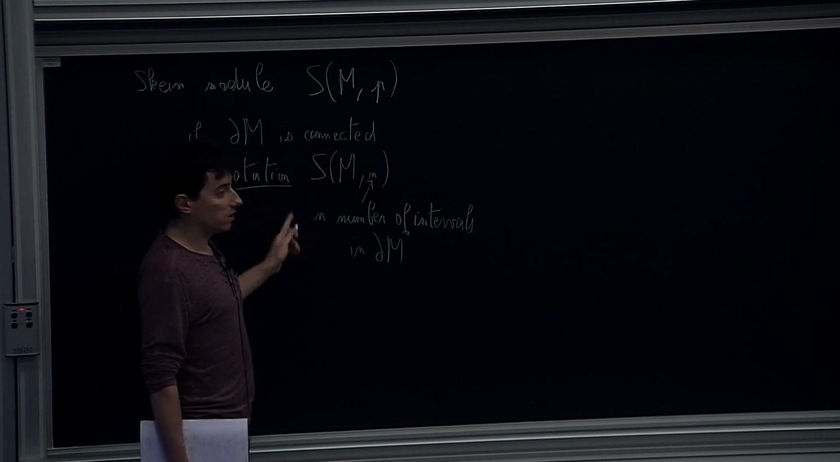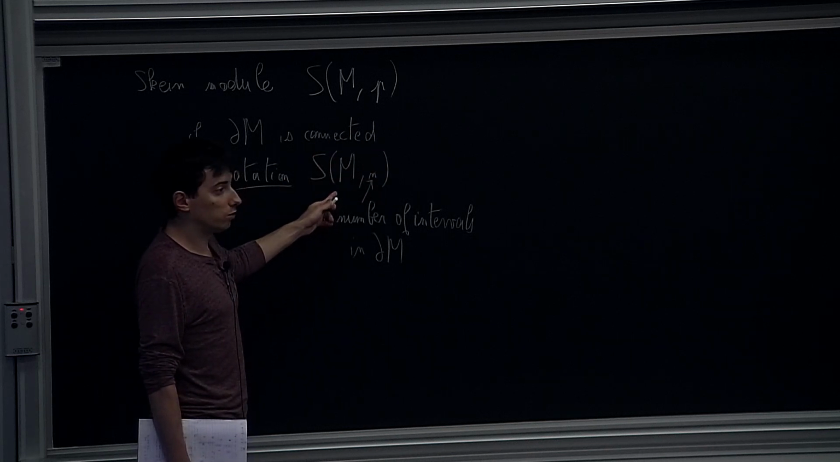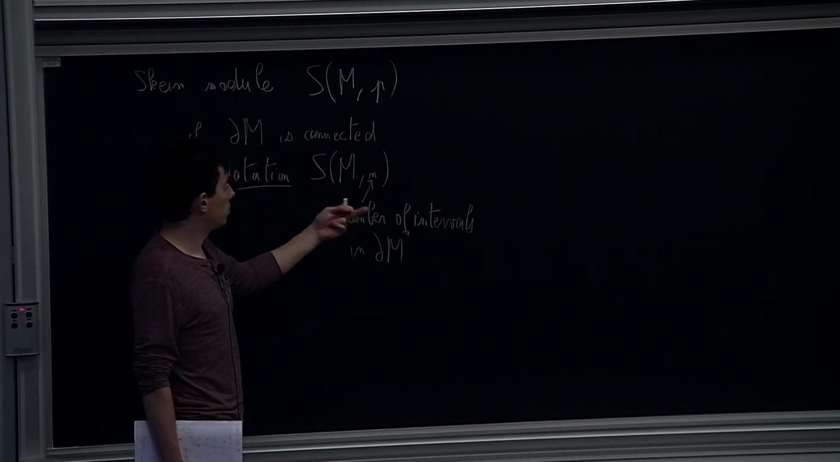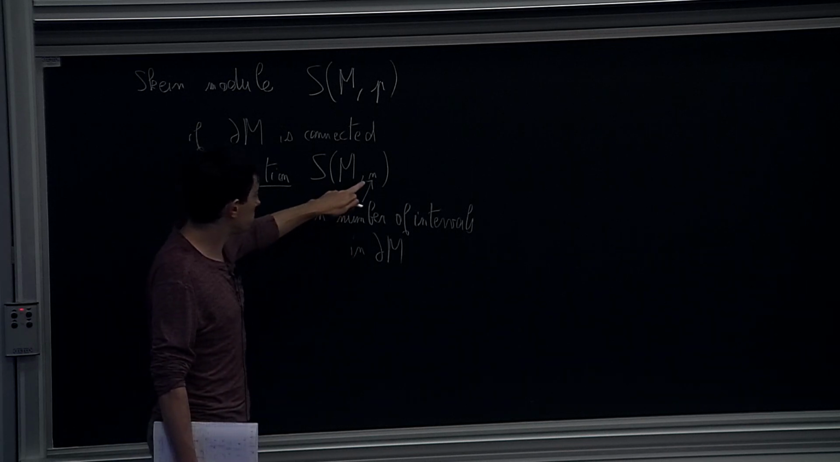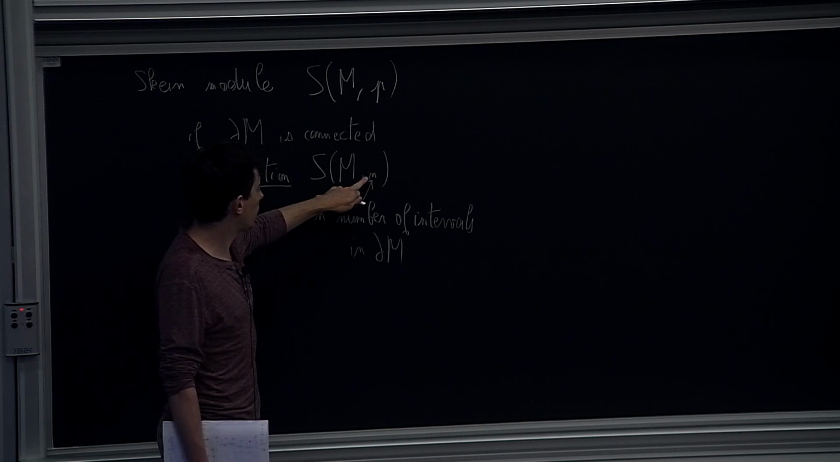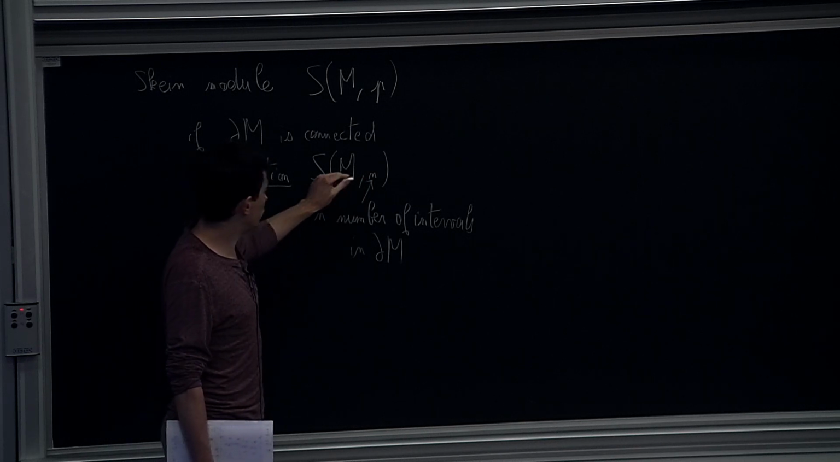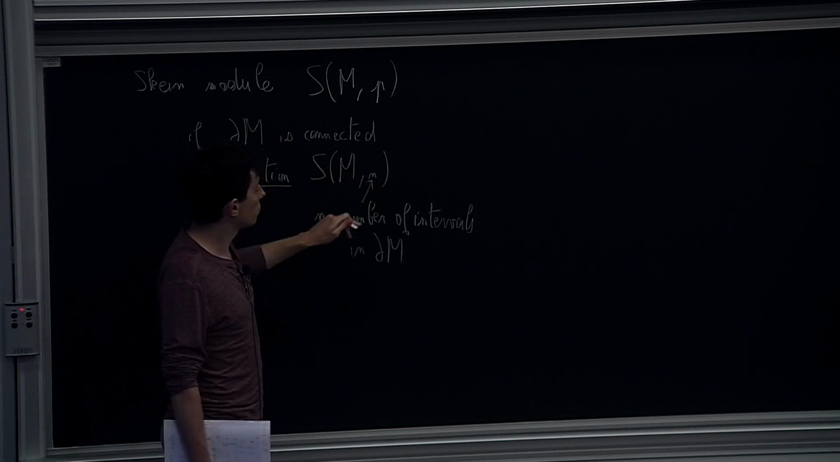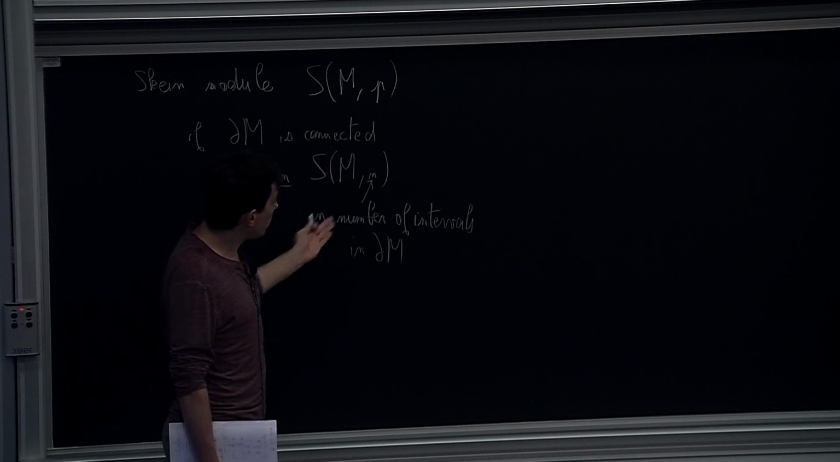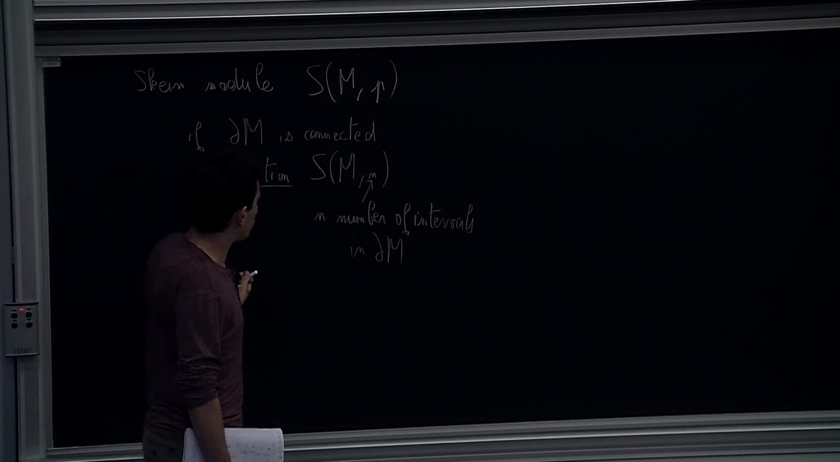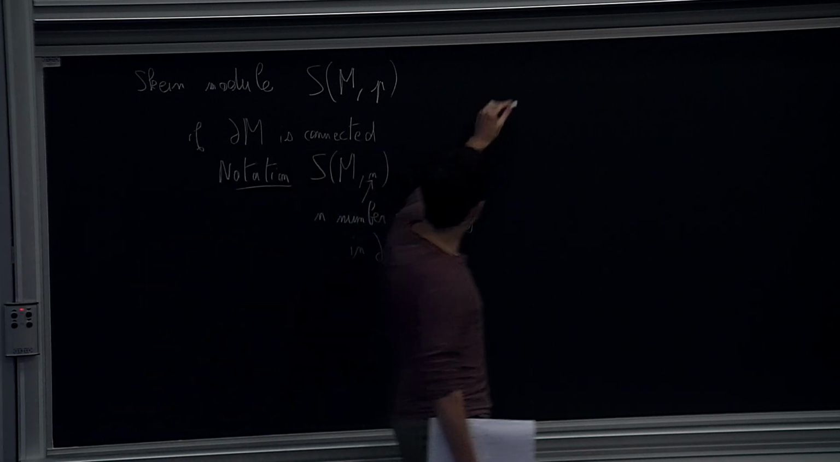So here we say that this thing would be the quotient of the free module spanned by framed tangles with n boundary points, n boundary intervals on the boundary of M, by the Kauffman relations. So I will not write down what this was.